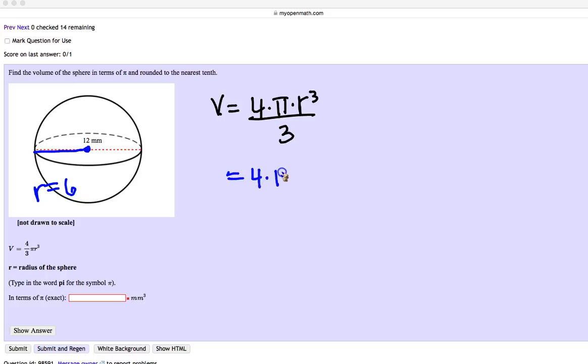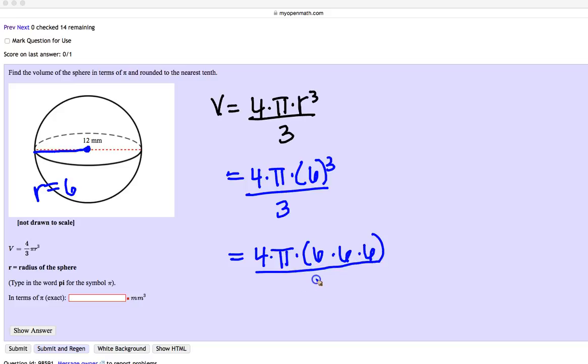I have 4 times pi times 6 cubed divided by 3. Please refrain from cross-canceling here, because if you do that, it will be incorrect. What you want to do instead is expand this and then reduce afterwards. So here, 6 cubed means 6 times 6 times 6. We're going to divide that by 3. Here I can see that I can cross cancel. 6 and 3 have a 3 in common, so 6 is going to become 2. 3 divided by 3 becomes 1.